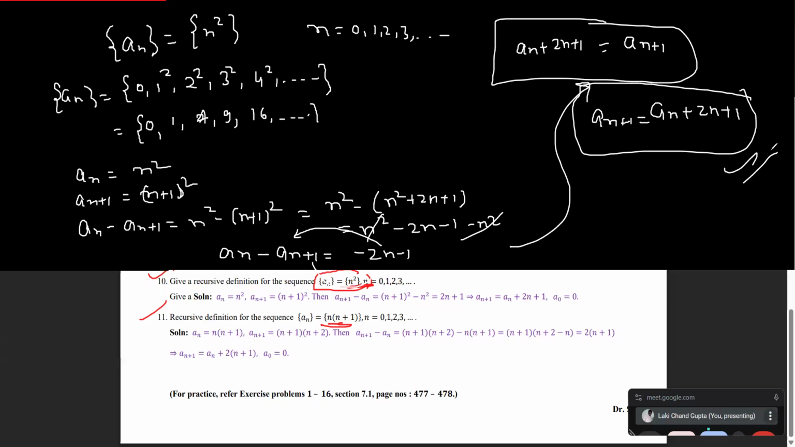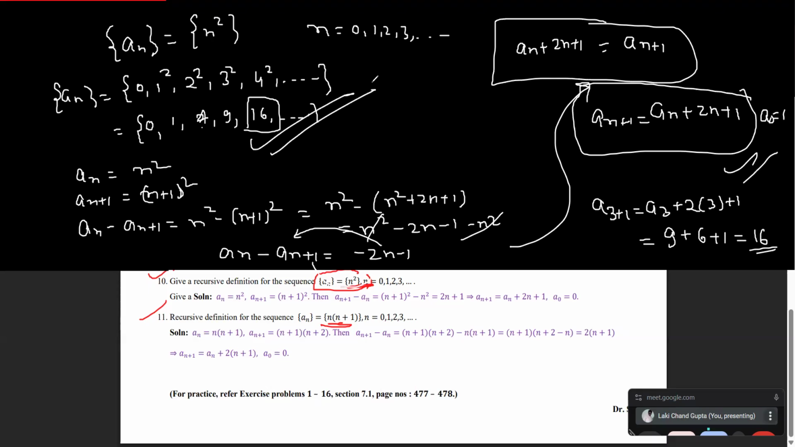For example, if you want the third term, whenever you put a recursive relation, always put the first value. What is the first value? A0 is 0, right? Suppose you want the fourth term: 0, 1, 2, 3. So for the fourth term, you have to put n is equal to 3, right? So A3 is what? 9 plus 6 plus 1. 9 plus 6 is 15, 16, right? And this is correct? Yes, right?